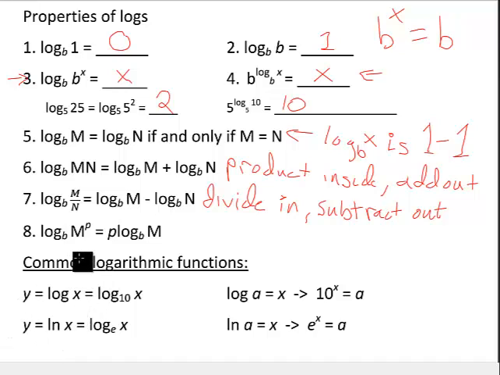The last property just has to deal with exponents inside. If you have an exponent on the inside, you can pull it out front like so.